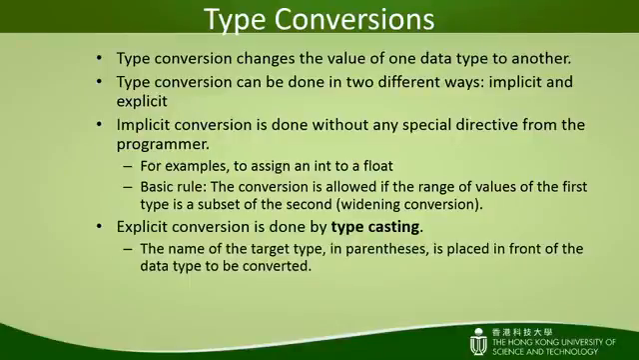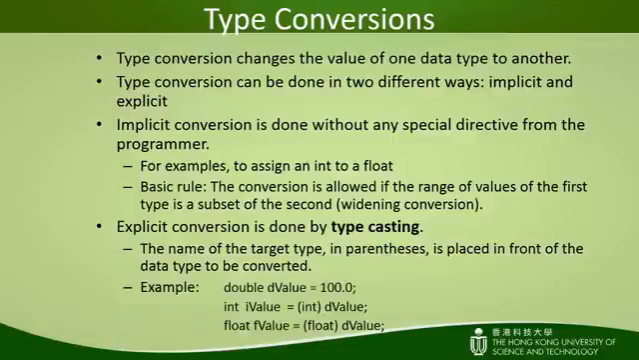Explicit conversion is done by typecasting. Typecasting is done by placing the name of the target type in parentheses in front of the data type to be converted. For example, if d value is a double variable, the compiler would not allow that to be assigned to an int or a float without explicit type conversion by specifying int or float in parentheses.